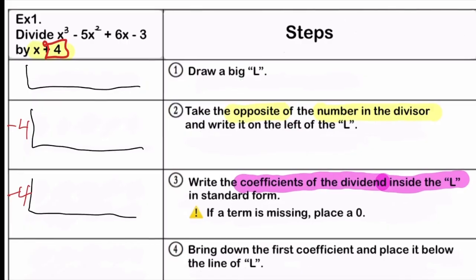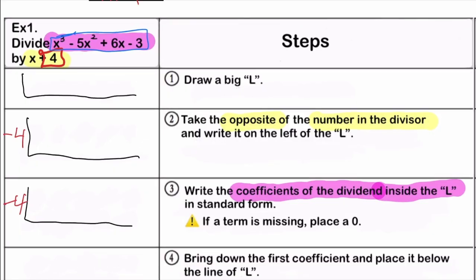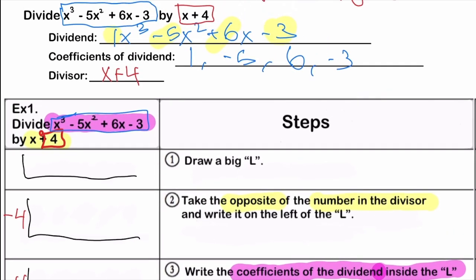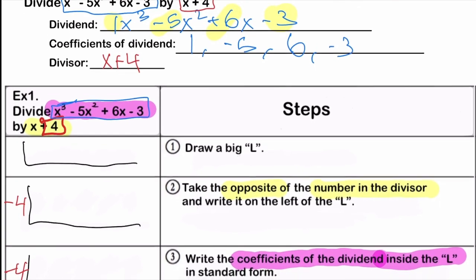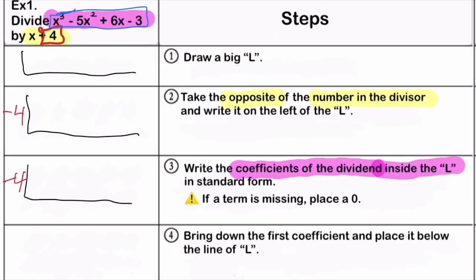So let's look back up here. What's our dividend? Well, we mentioned that earlier. It's this first chunk here. The dividend is this polynomial we're dividing. We talked about it earlier. And we already found our coefficients up here: 1, -5, 6, and -3. That's why we were doing this. Everything has a reason. So we're just going to line those up here: 1, -5, 6, and -3. That's where we're putting those.